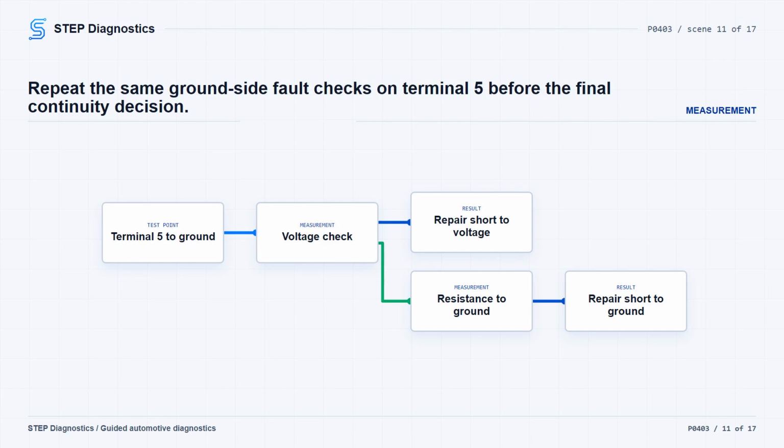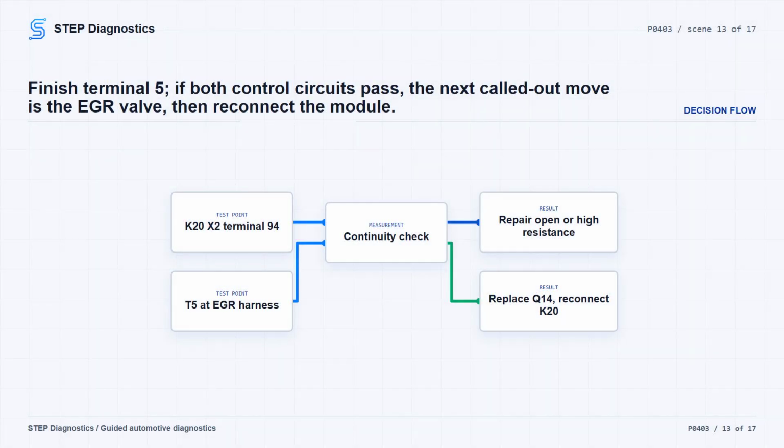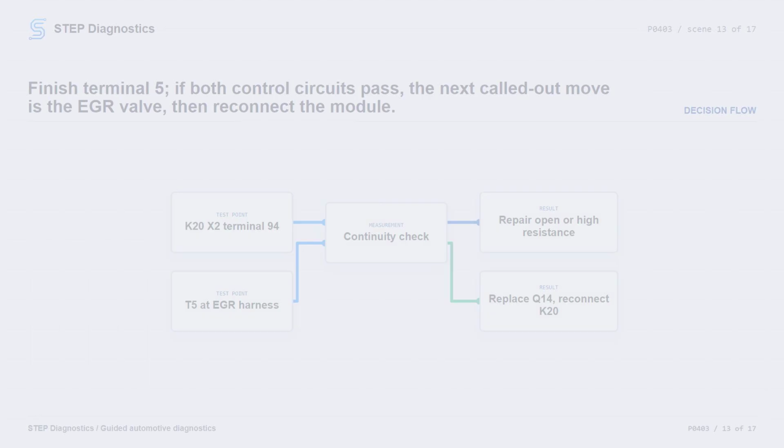Test terminal 5 at the component harness to ground for less than 1 volt. If it is 1 volt or greater, repair the short to voltage. If that passes, test terminal 5 to ground for infinite resistance. If it is less than infinite resistance, repair the short to ground. If that passes, test from control circuit terminal 5 at the component harness to terminal 94x2 at the control module harness. The circuit should be less than 2 ohms. If it is 2 ohms or greater, repair the open or high resistance.